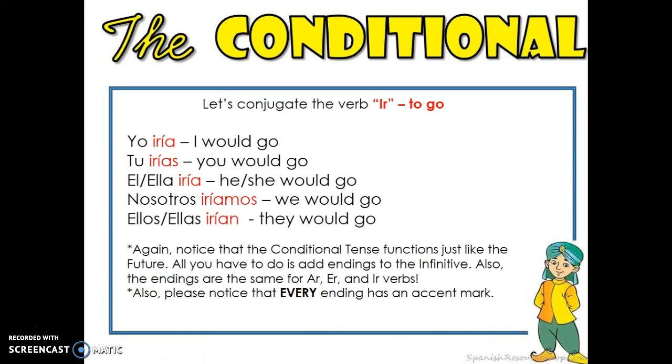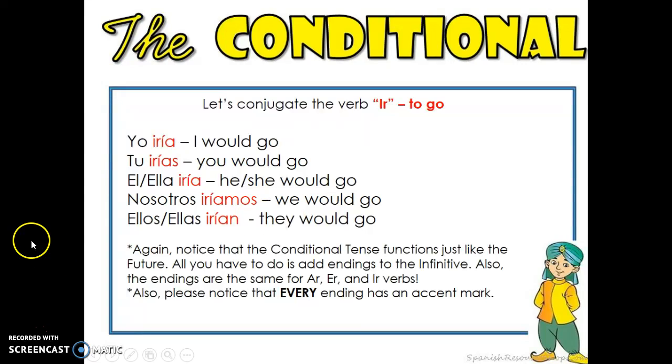So let's just do one as an example. Let's conjugate the verb ir, which means to go. Yo iría, I would go. Tú irías, you would go. Él or ella iría, he or she would go. Nosotros iríamos, we would go. Ellos, ellas irían, they would go.